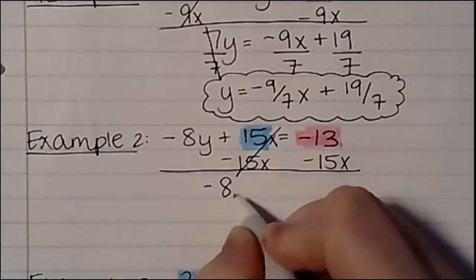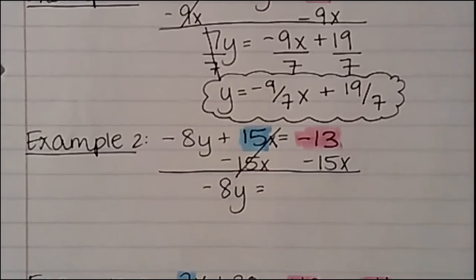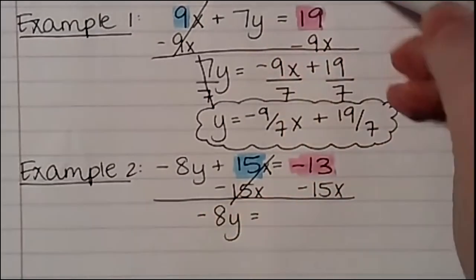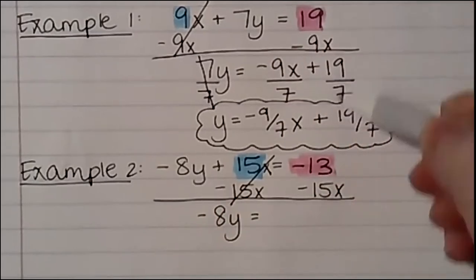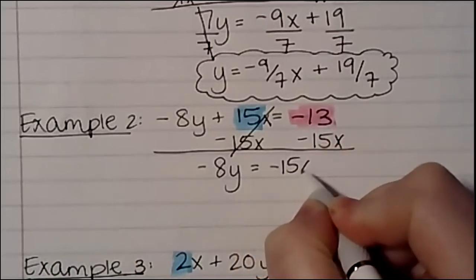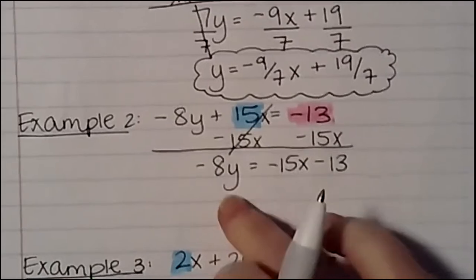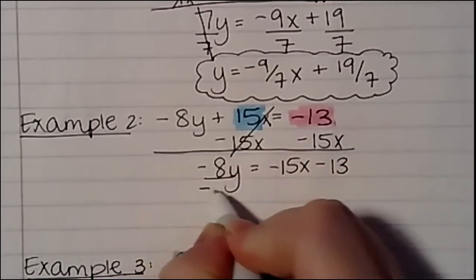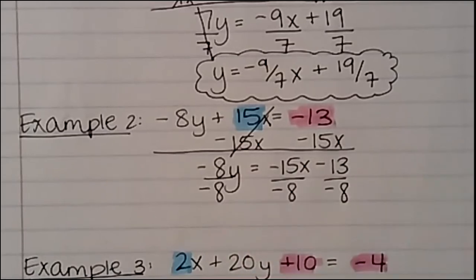So I'm left with -8y equals, now because it has to be in mx plus b form, I'm always bringing whatever has the x to the front, just as I did here. I did 19 minus 9x, and I brought the -9x to the front. So I'm going to do the same here: -15x, and then it says -13, okay? Again, I've got to get that y alone. It's multiplying by that -8. The inverse is division, so I'm going to divide everything by -8, okay?